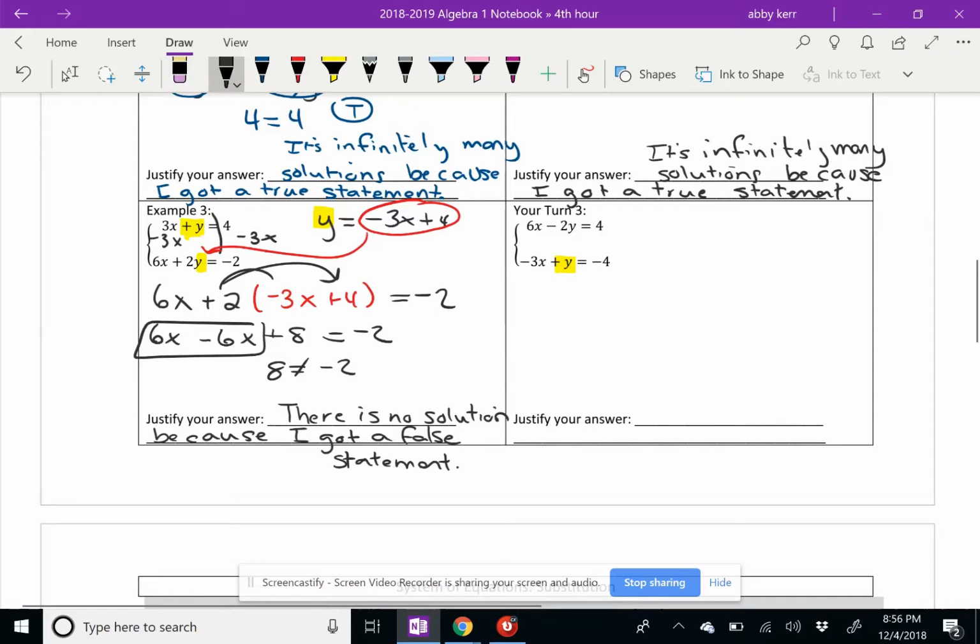So just like example 3, draw that little line to undo negative 3x. We add 3x to both sides. So then officially, finally, we can get that y isolated. Circle what it's equal to. Highlight the other y. And that's what you're going to substitute in.